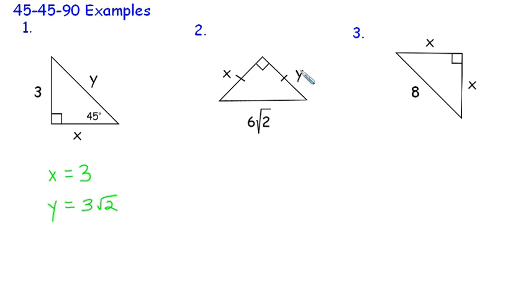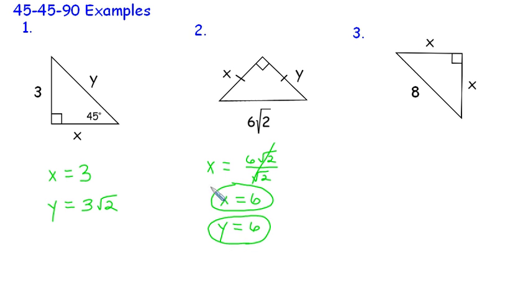In my second example, I'm given the hypotenuse and I'm looking for the leg. So to get the leg, I have to take the hypotenuse and divide by the square root of 2. So if I take 6 on the square root of 2 and divide by the square root of 2, the square root of 2's divide out, and I'm left with just x equals 6. Now, y is the other leg. It's going to be congruent to the previous one. So y will be 6 also.